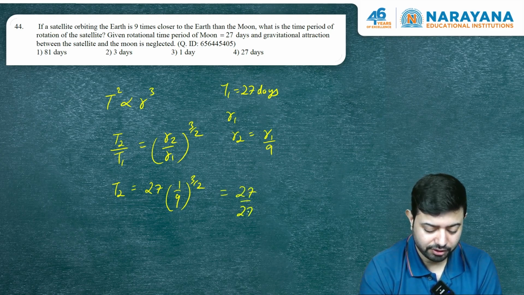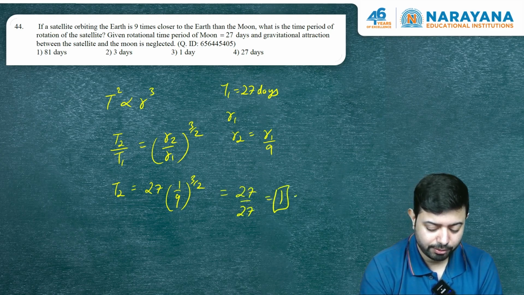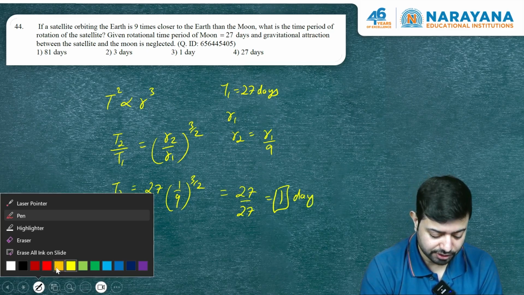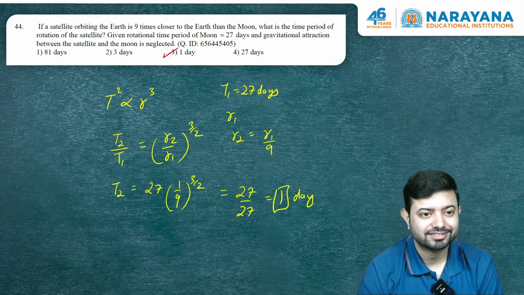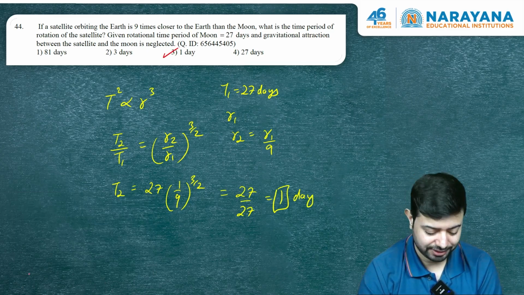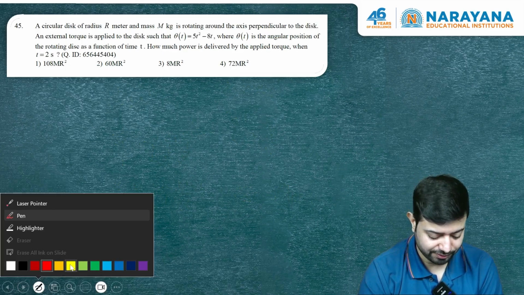So, 27 by 27, that is 1. So, it will be 1 day. Which option is correct? Third option. I hope it is clear, right. Let us move to the next question.